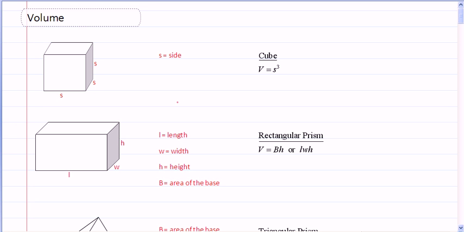In this lesson you will learn how to calculate the volume of 7 different geometric figures. The first figure is a cube, and the formula is volume is equal to s cubed. S represents each side, and since each side is the same in a cube, it doesn't matter which value is given.